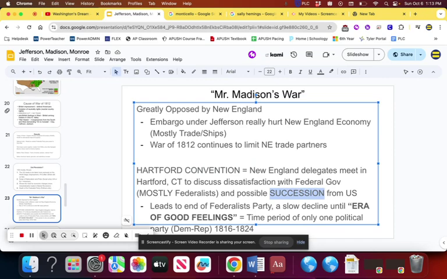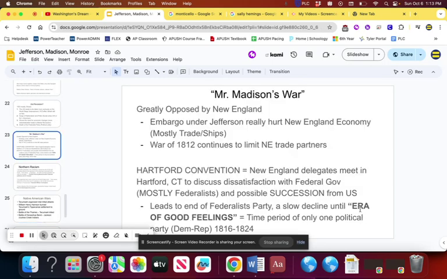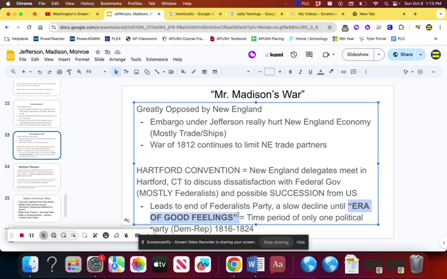However, they have this Hartford Convention, and very soon afterwards, the Treaty of Ghent is signed, which ends the War of 1812. So the Federalists look dumb, right? And the Federalist Party actually dies. This leads to something called the Era of Good Feelings, which you definitely need to know. It's a time period in which there's only one major political party in the U.S., the Democratic Republicans.